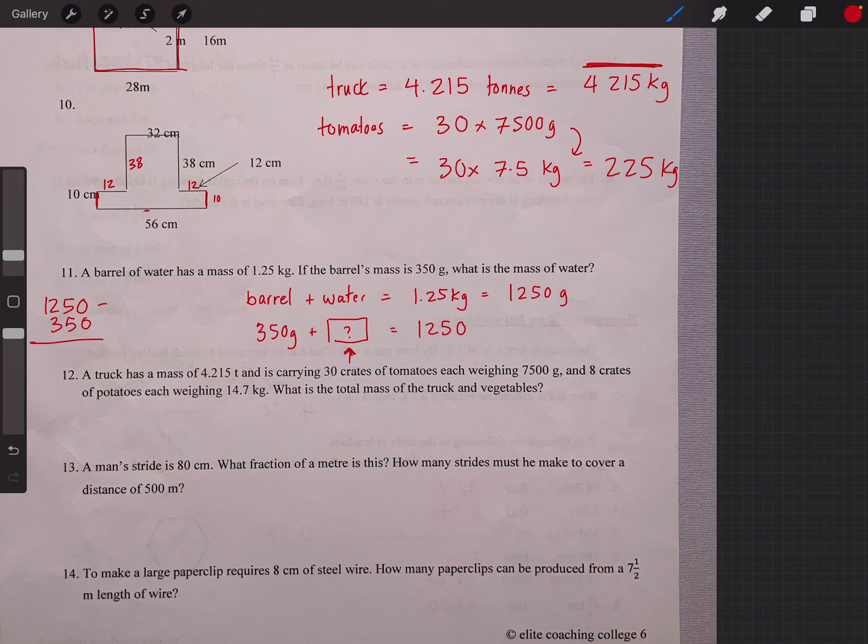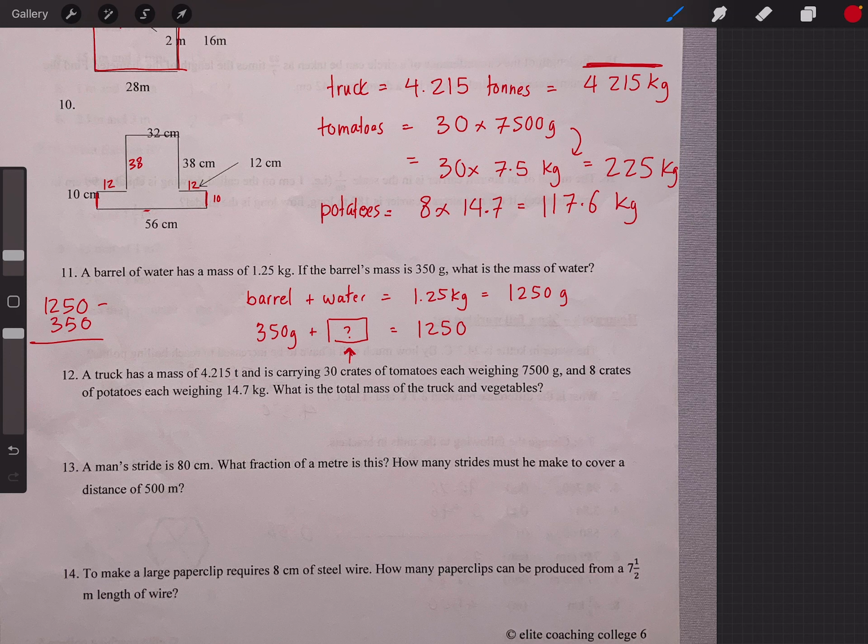Alright, so now we have to do the 8 crates of potatoes. So potatoes. Let's double check this tomatoes. Yep. Okay, so for potatoes, you got 8 crates, so 8 lots of. And each crate weighs 14.7. So do 8 times 14.7, and you're going to get 117.6 kilograms. So there's that one. You can work that out yourself, and you'll see it to be that number there.